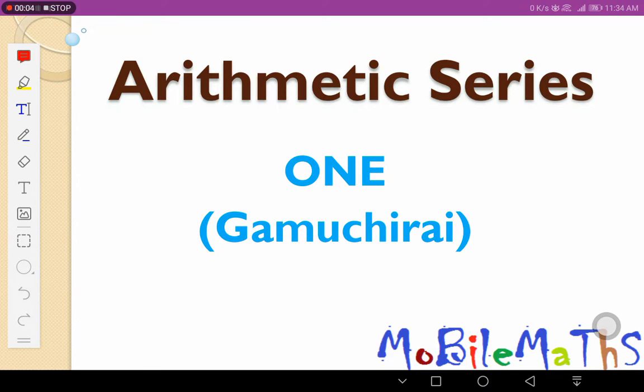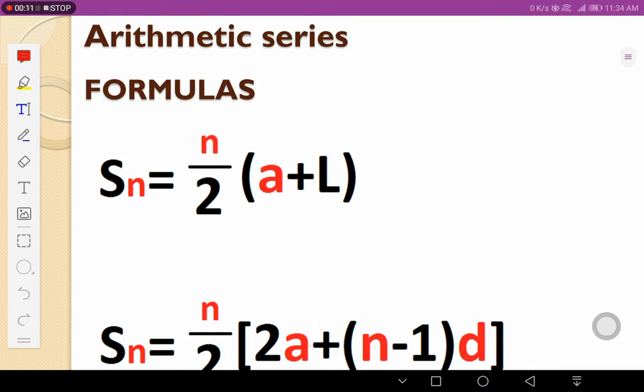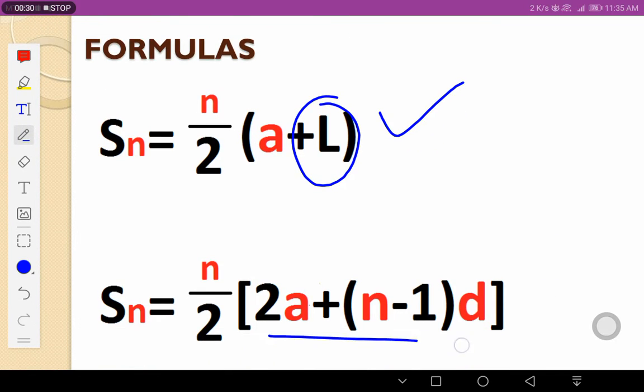Today I want us to look at Arithmetic Series 1. I've got these formulas that we have been using from the previous videos, so we are going to continue using them. The first formula, when we know our last term, is the one we use then. When we don't know the last term, we use this formula, which has the common difference, the number of terms, and also the first term, which is a there.